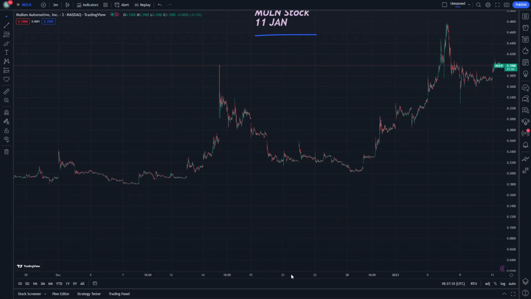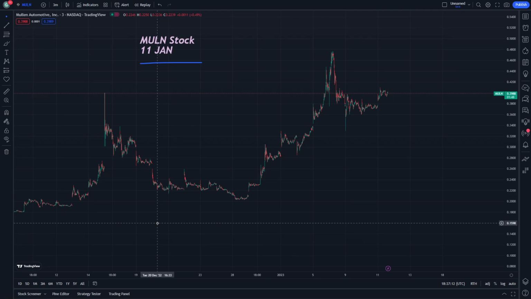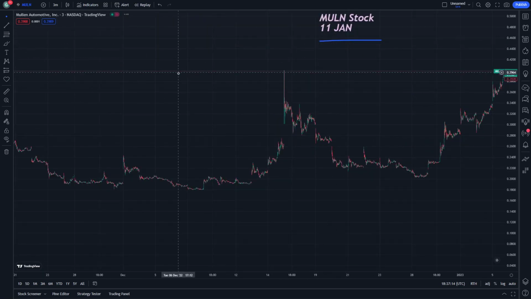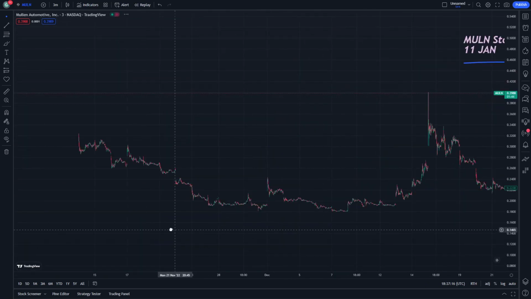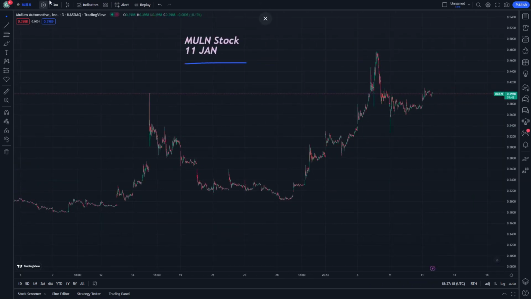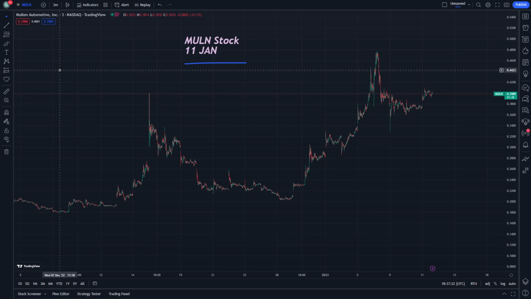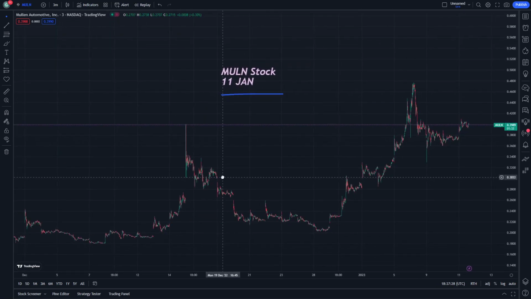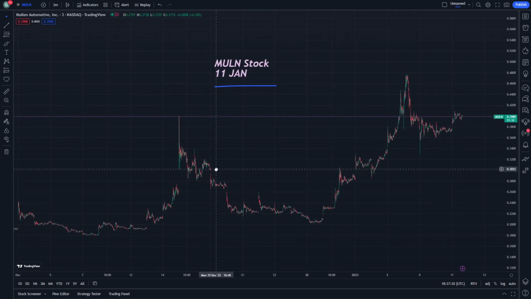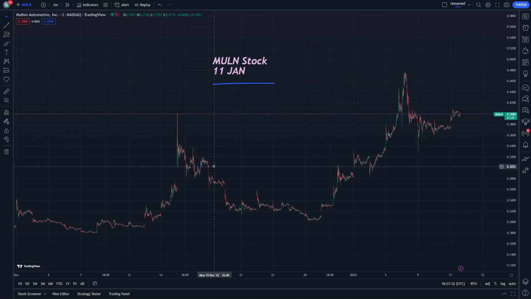So let's see what we can actually benefit from all these movements. First, we have the 3 minute update. Okay, let's take the simple thing, the easy ways and the steps that we can explain in order to know the price that can be on Mullen stock on 11 January.